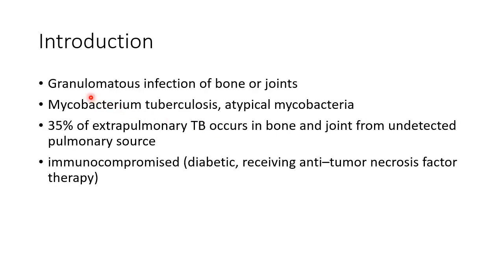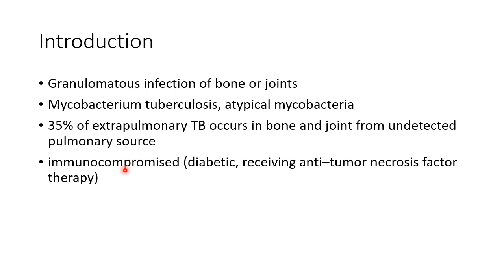Tuberculosis can lead to granulomatous infection of bone or joints. It is caused by Mycobacterium tuberculosis. Sometimes atypical mycobacteria can also cause tuberculosis of joints. 35% of extrapulmonary tuberculosis occurs in bone and joint from undirected pulmonary source.